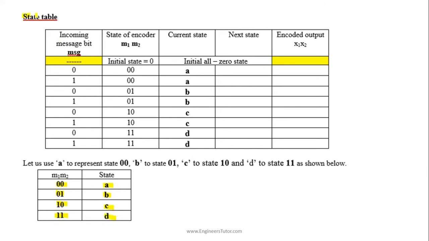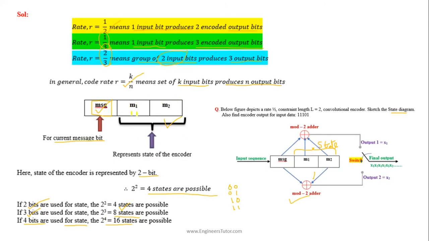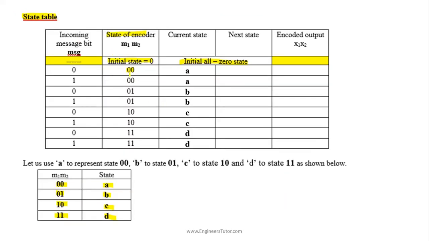We try to find the state table, because the state table is used to draw the state diagram, the tree diagram and also the trellis diagram. See the initial state. Initially we assume the encoder is in the all-0 state, so all the stages are 0. So there will be 4 states.